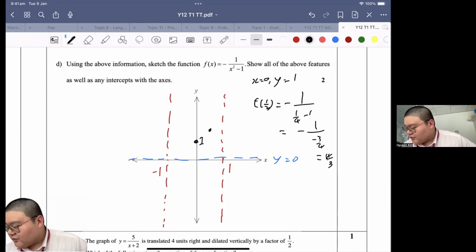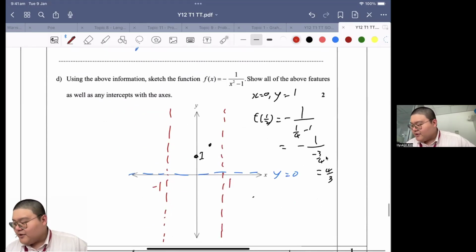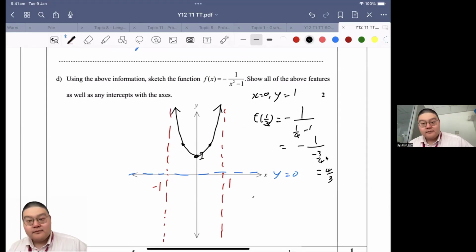Let's try the negative one too. Wait a minute. What did we just prove though? It is even. So that means whatever I just did on this half is going to happen on the left side too. Boom. Boom. How good.